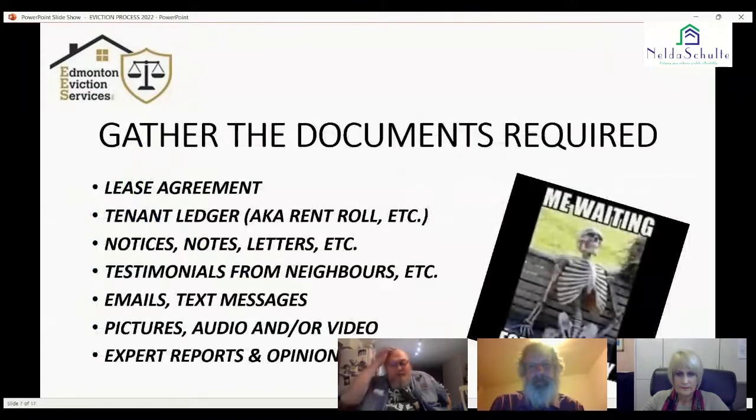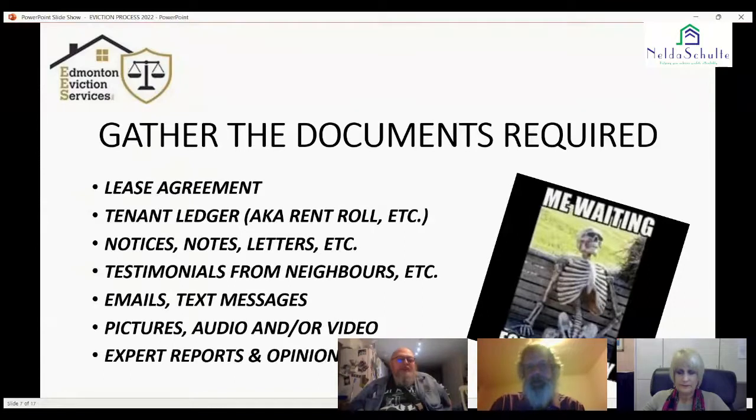Gathering the documents required, the things you need. You should have a lease agreement. I've had plenty over the years that didn't. It was all a handshake. And we were able to proceed as long as there was rent paid at one time. That shows that there was a landlord-tenant agreement. We can prove that they paid rent.